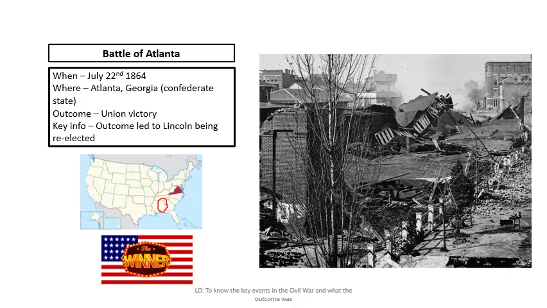But it was a Union victory, so the Union Army win. Okay, key info, the outcome of this led to President Lincoln being elected to be president again. Because remember, in America, you can only be president for 4 years, and then people have to vote again, just like they just did with Donald Trump again, okay, and he lost, so he's no longer the president. So this led to Lincoln being voted for again.